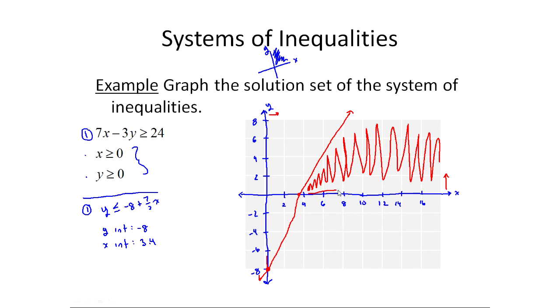So everything above here and also below here. So everything above the x-axis and below my line. So my solution set is now much more bounded than before. That's how we would talk about that.